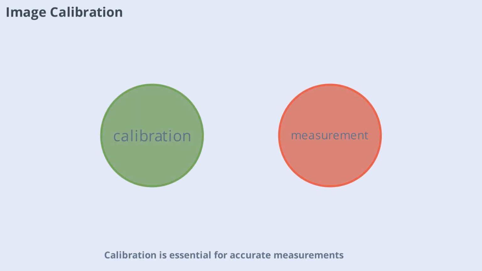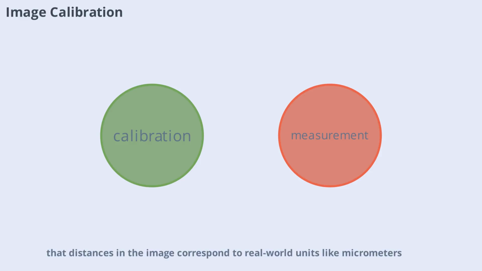Calibration is essential for accurate measurements. This involves setting the scale in your software so that distances in the image correspond to real-world units like micrometers. Usually, a calibration slide with a known scale is imaged under the same conditions as your sample. Once calibrated, you can confidently measure features such as cell size or spacing.